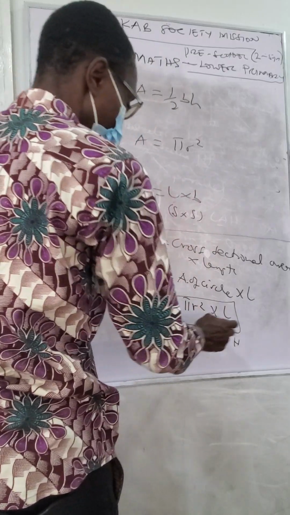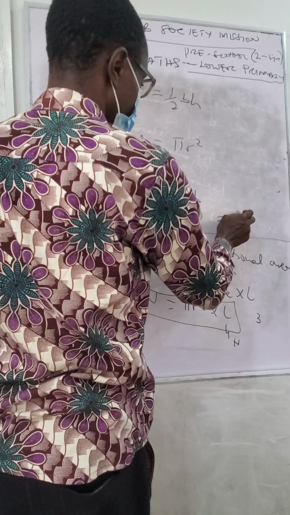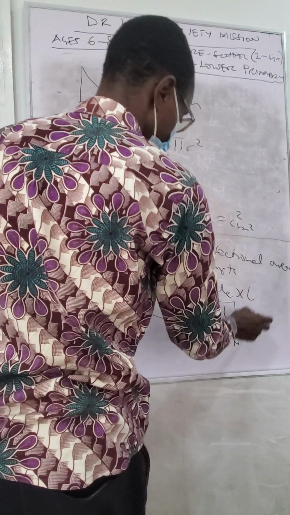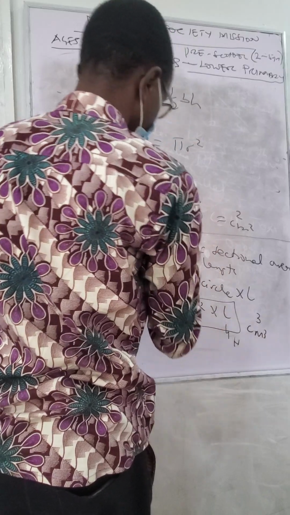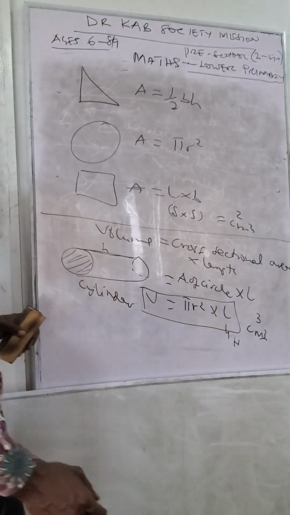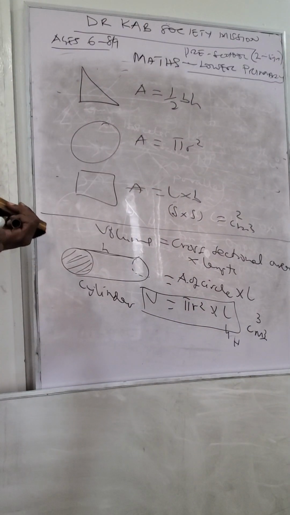Volume must always come with a unit to the power 3, and area must come with a unit to the power 2. So let's say area will be centimeters squared, and volume will be centimeters cubed. Area squared, volume cubed. So this is how you can build it.